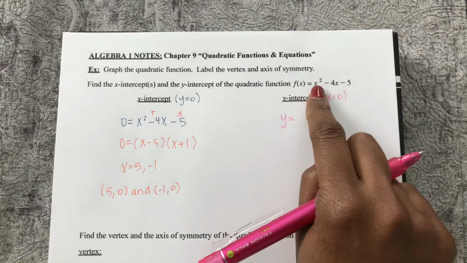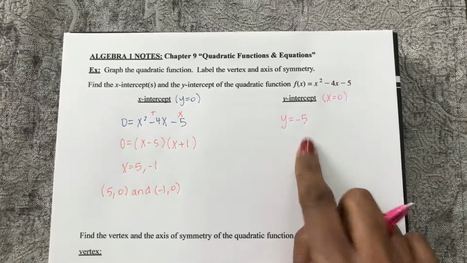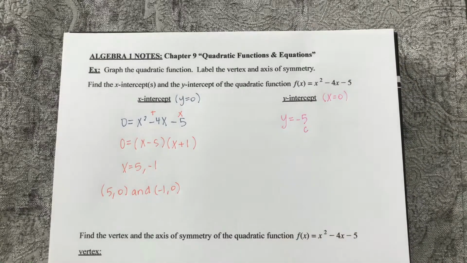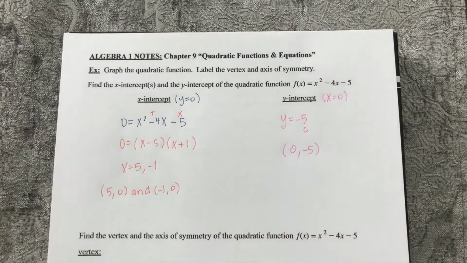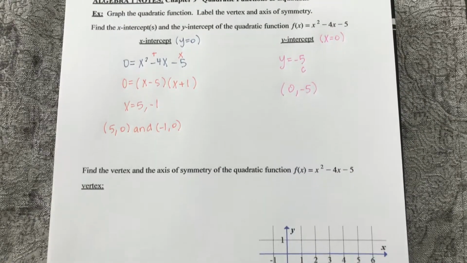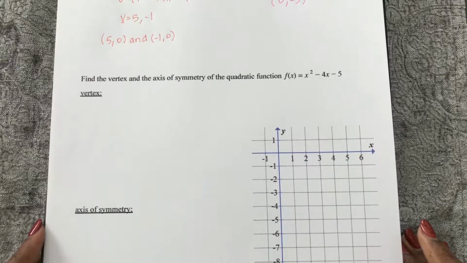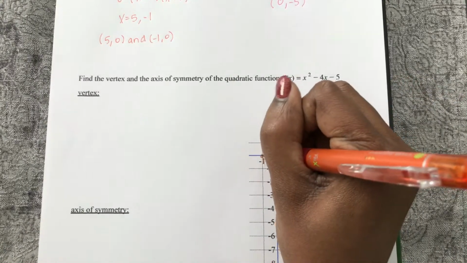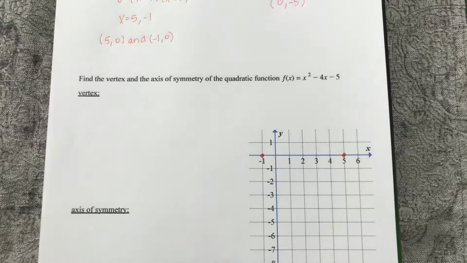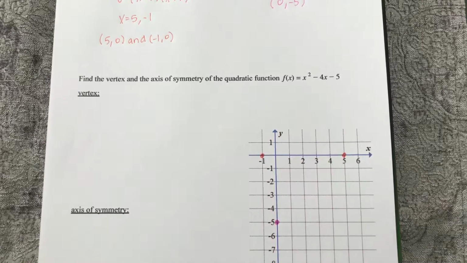So y equals 0 minus 0 minus 5, which is -5. So your y-intercept is always your c value when it's in standard form. So that coordinate is (0, -5). Now that I have my x-intercepts and my y-intercept, I'm going to go ahead and plot them down here on my axis. So I have (5, 0), (-1, 0), and my y-intercept is at (0, -5).